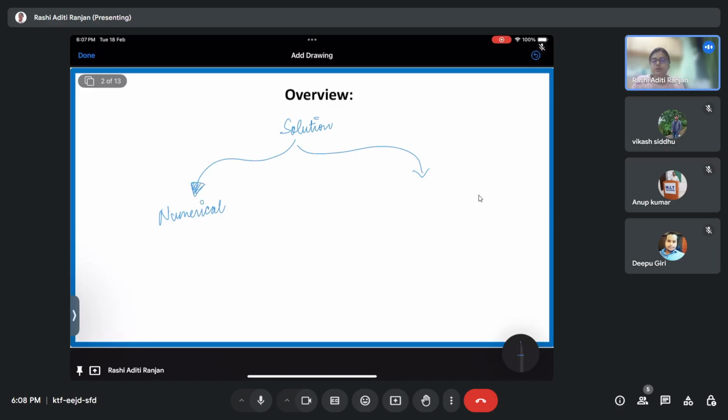wherein we discretize the system and then we find out the solution based upon the equation of motion that we have. And the second one is the approximate analytical method, wherein we use the analytical methods which would help us to give the approximate solution of the nonlinear system. Okay, so these are the two main things.